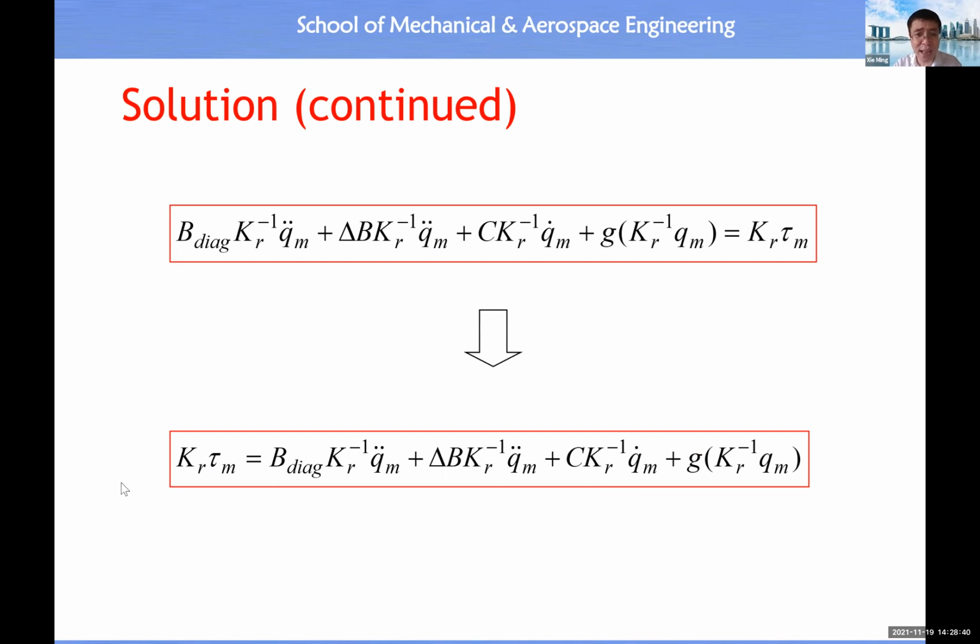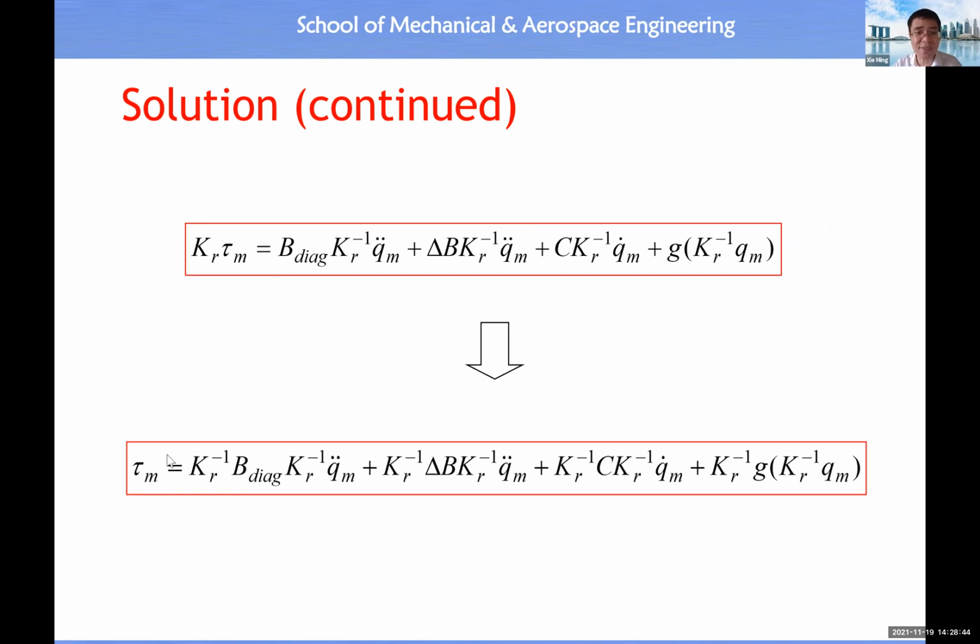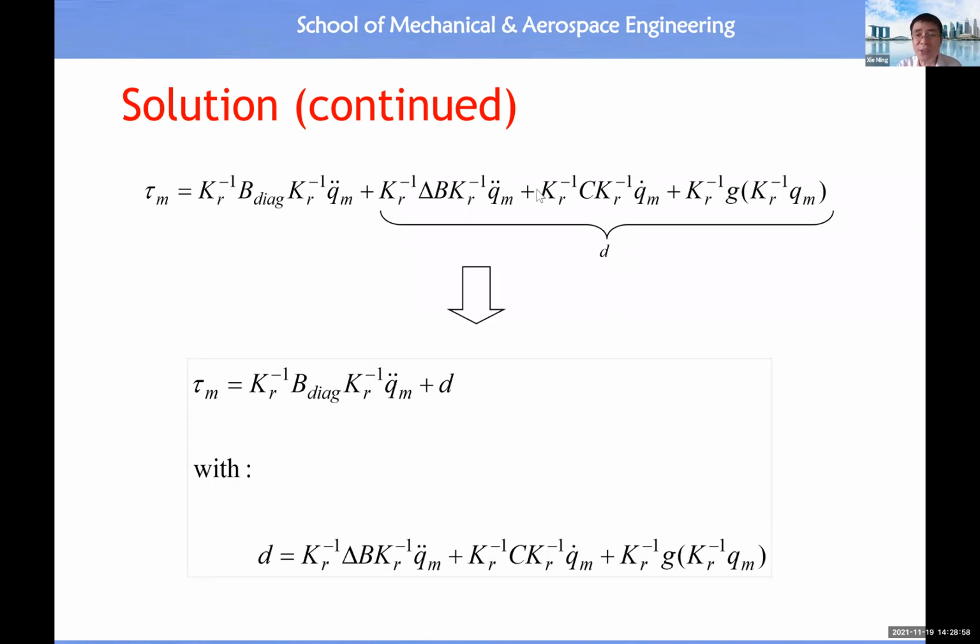After that, both sides times the inverse of the KR matrix. Both sides times inverse, then the left-hand side becomes tau M. Then on the right-hand side, you have this. Then you see, you have this one already. Then we lump all this together and name them as D. So lump these three terms together and name the result D, then you have this expression. So this looks like Newton's second law in the case of a matrix equation.